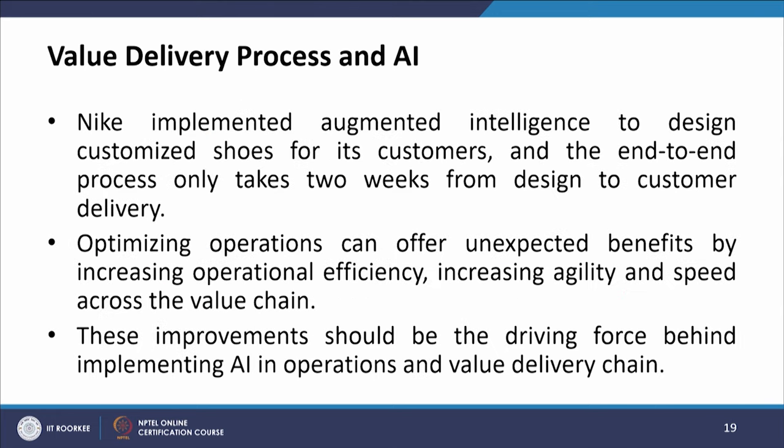Nike implemented augmented intelligence to design customized shoes for its customers, and the end-to-end process only takes 2 weeks from the design to customer delivery. So within 2 weeks, that is 14 to 15 days, the design and delivery happens. Optimizing operations can offer unexpected benefits by increasing operational efficiency, increasing agility and speed across the value chain. These improvements should be the driving force behind implementing AI in operations and value chain delivery.